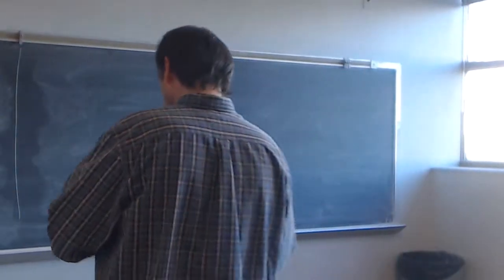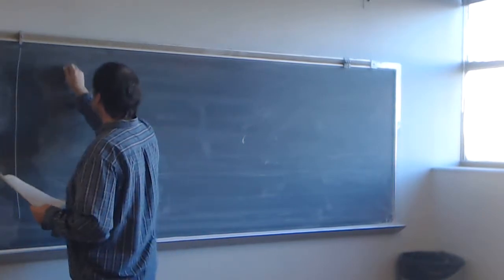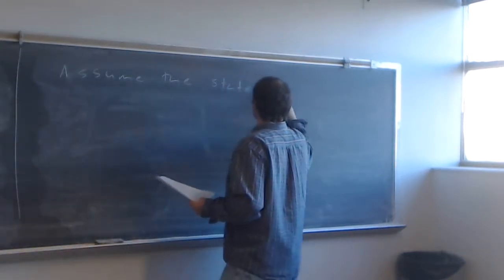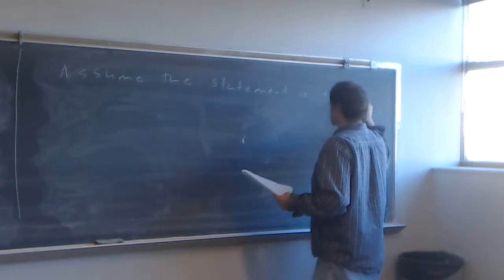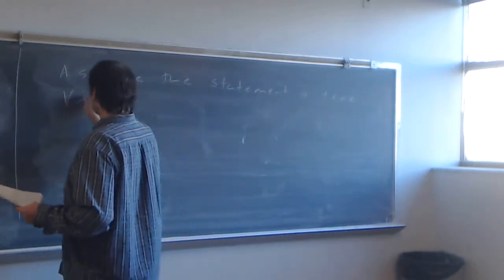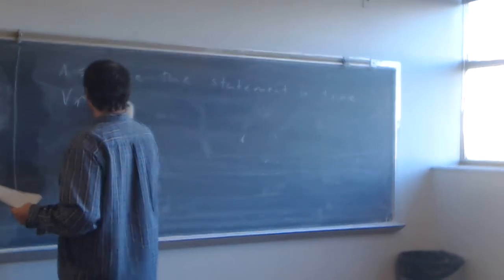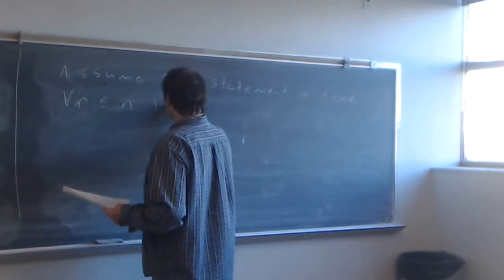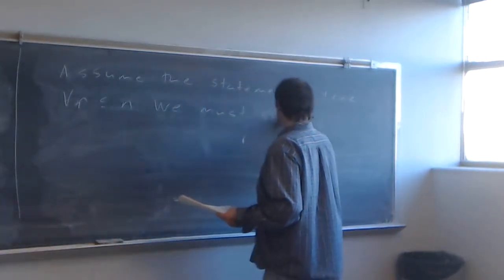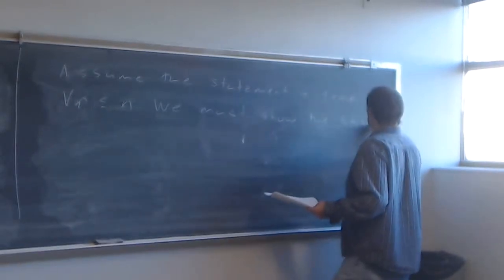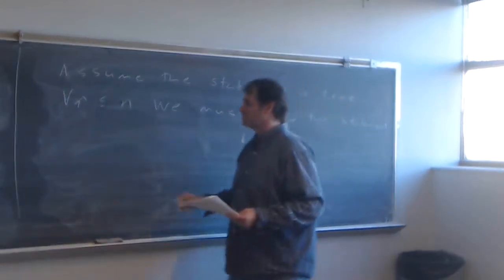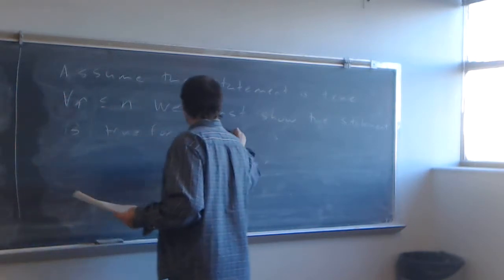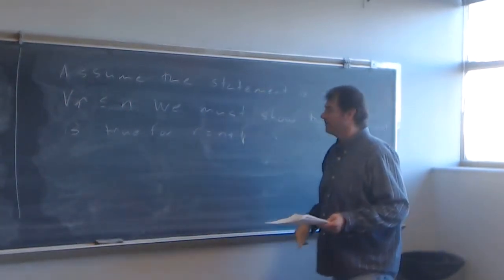Okay. Now, assume the statement is true for all r less than or equal to some generic but fixed natural number n. We must show the statement is true for r equal to n plus 1. That's what we have.